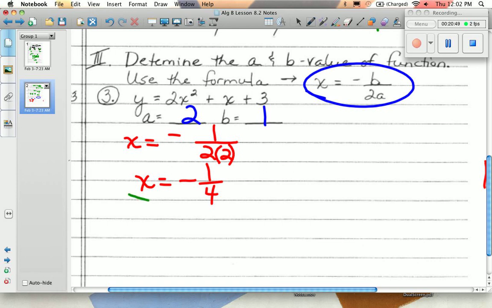So what are we going to call this? What is this again? Axis of symmetry.